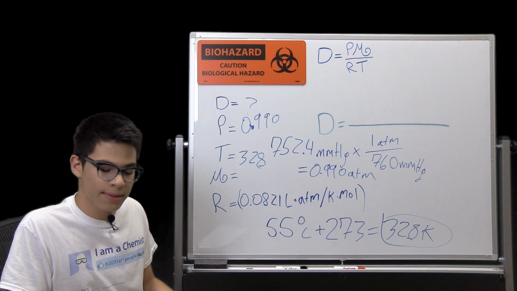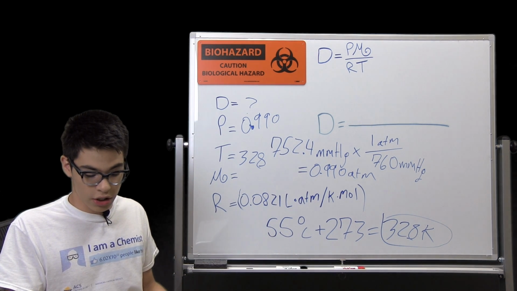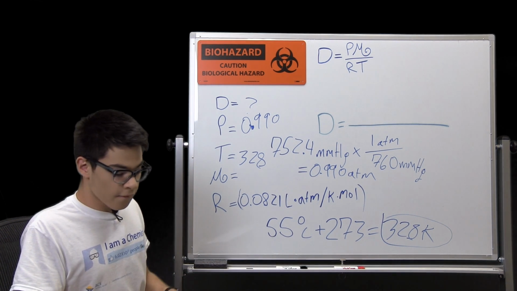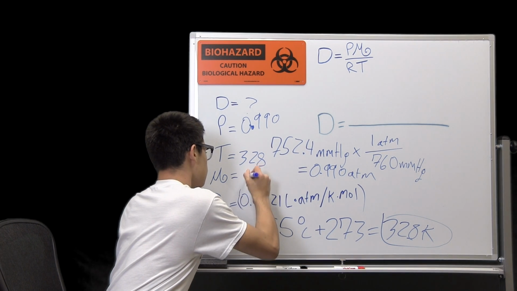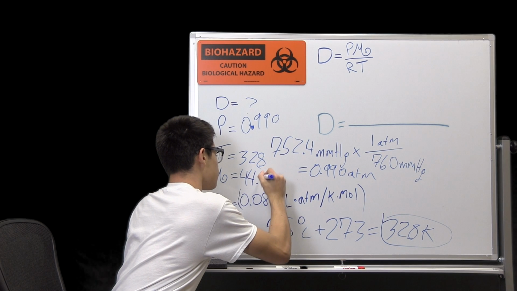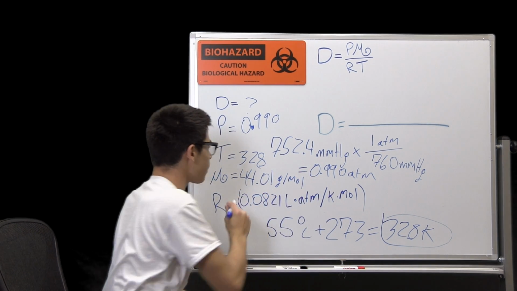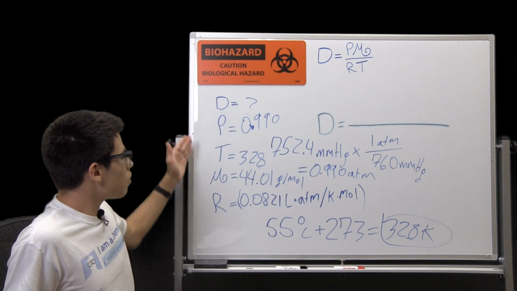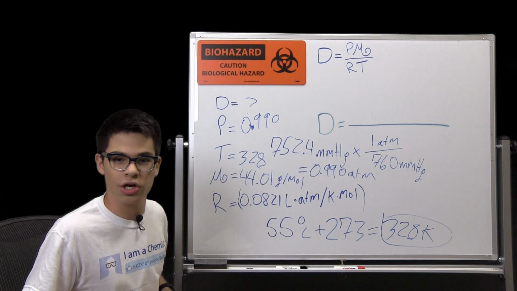carbon plus 2 times the atomic weight of oxygen. And that gives us 44.01. The molar mass is 44.01 grams per mole. All right, we now have all the information we need to start to plug and chug. So let's get started, shall we?